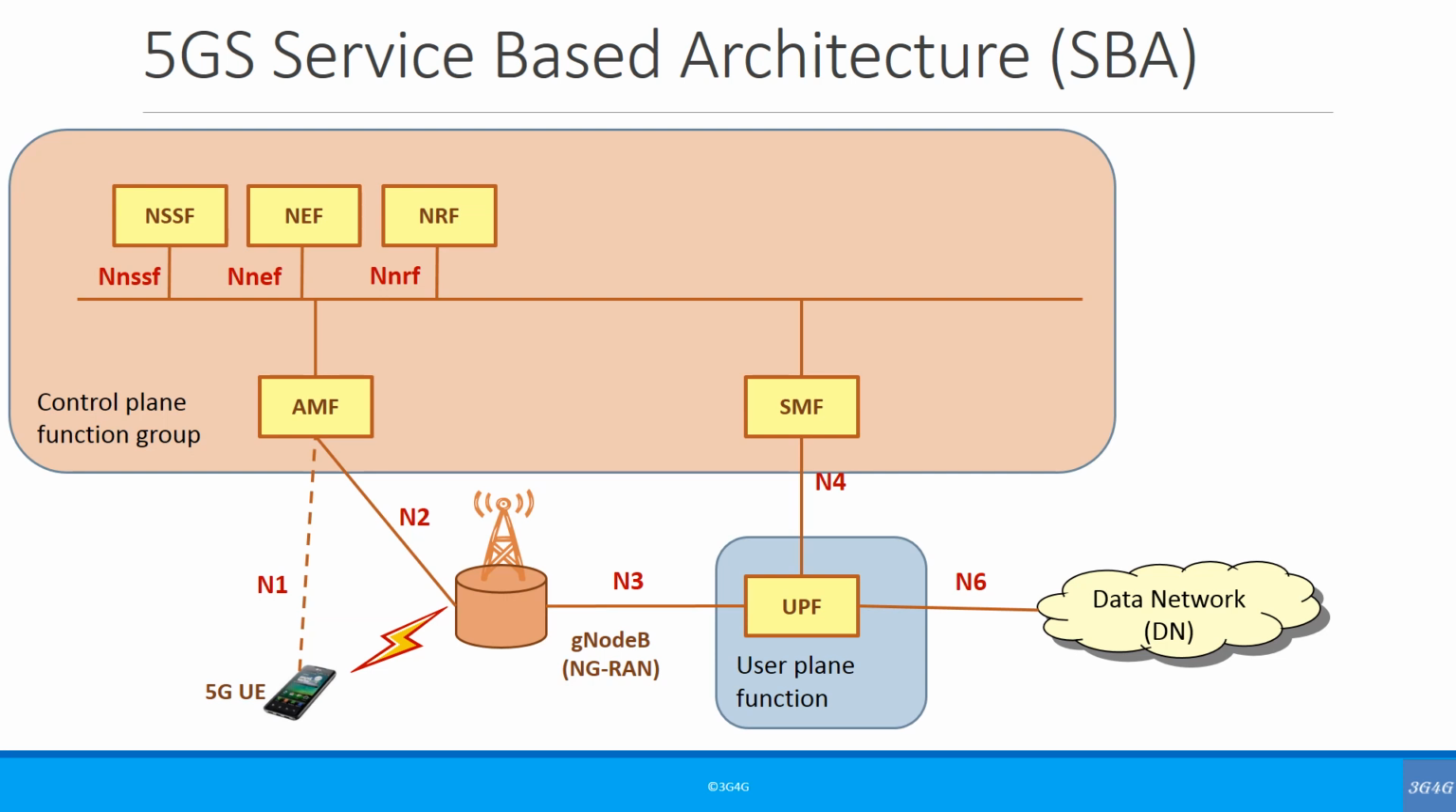Then we have the network repository function, NRF, which offers a whole range of functions like a discovery function that offers software entities serving the control plane services to identify other entities in the network and connect directly when they need to. So this allows us to be very slick in how we do communication.